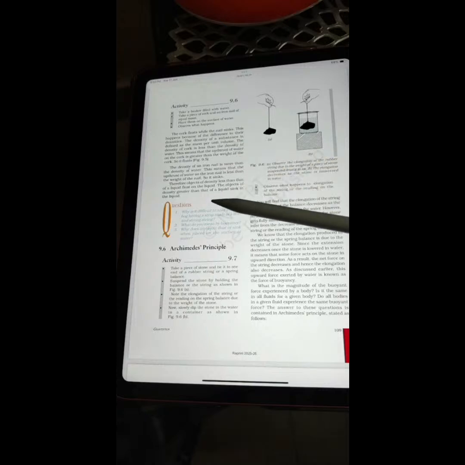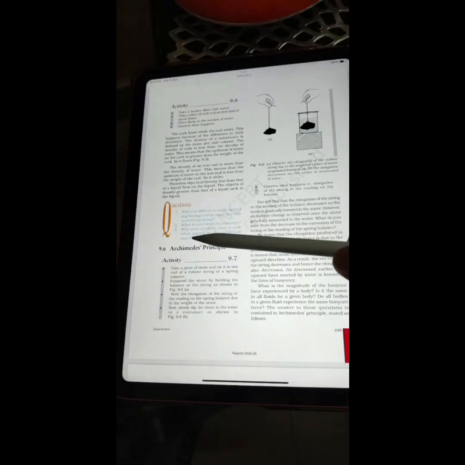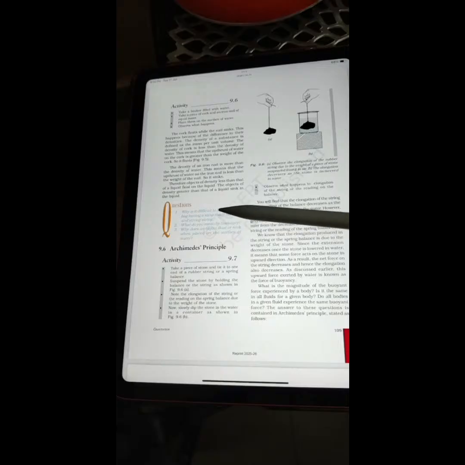Questions. 1. Why is it difficult to hold a school bag having a strap made of a thin and strong string? 2. What do you mean by buoyancy? 3. Why does an object float or sink when placed on the surface of water?